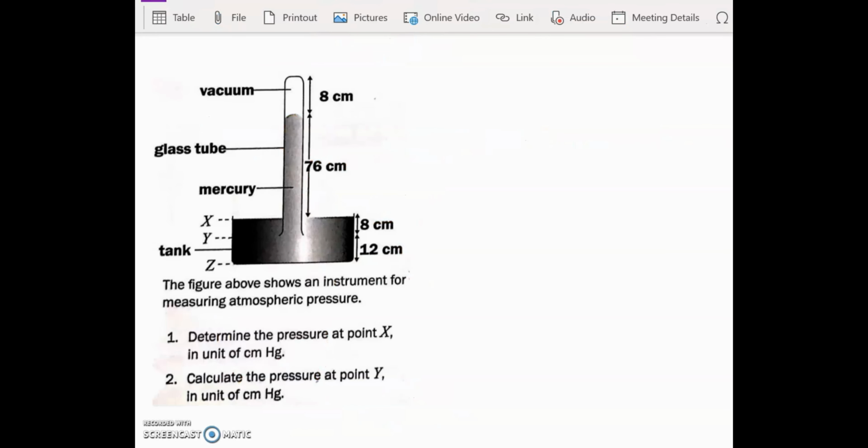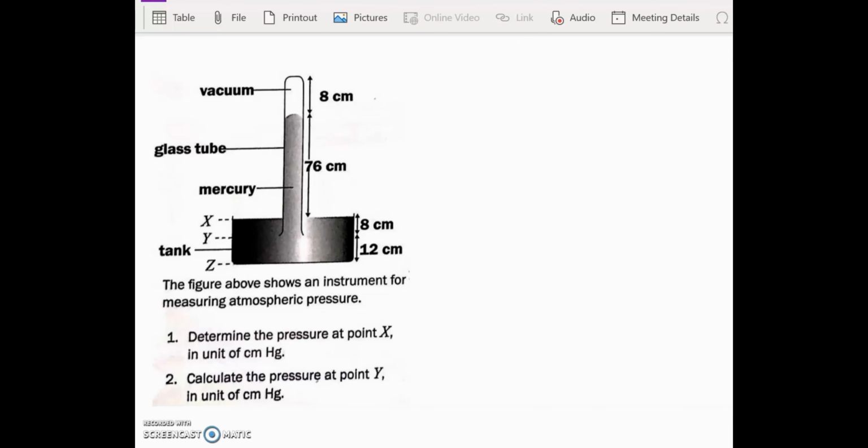Okay, so next exercise. The figure shows an instrument for measuring atmospheric pressure. Determine the pressure at point X in unit of centimeter mercury. From the diagram you can see that above the mercury column is vacuum. Vacuum means there is no air trapped and no pressure. No particles and so on.